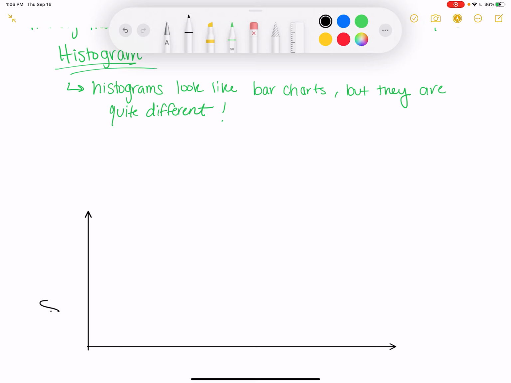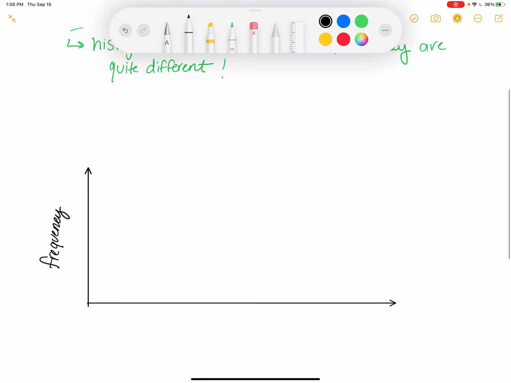Okay, frequency is over here. Down here, we're gonna label 0, 5, 10, 15, 20, 25, 30.